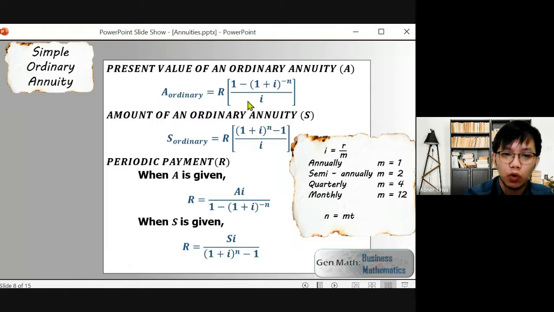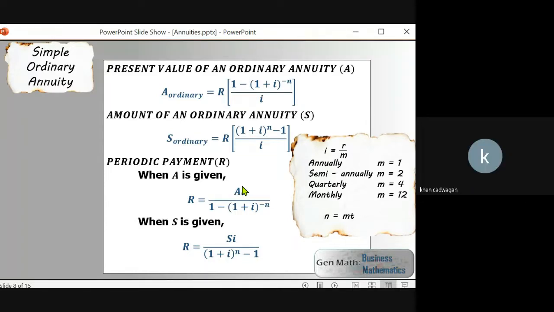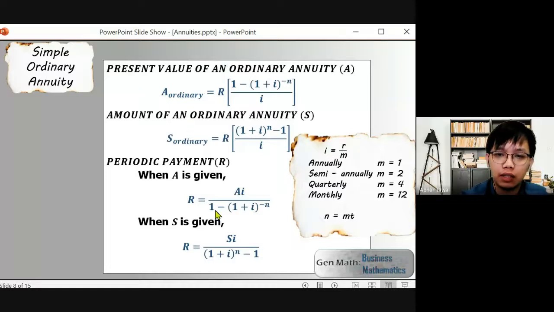So let's try to solve examples of simple ordinary annuity. But before we proceed with the examples, do you have any clarifications or questions? Okay. I do hope na naiintindihan ninyo.